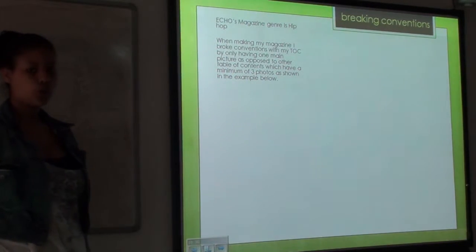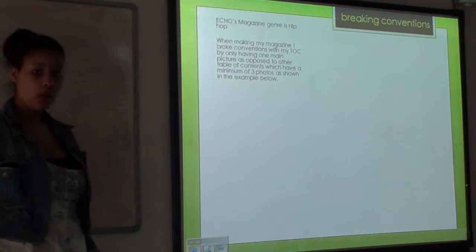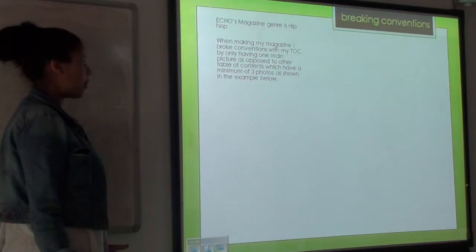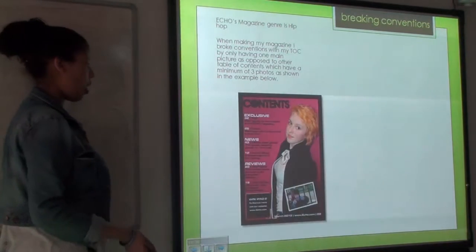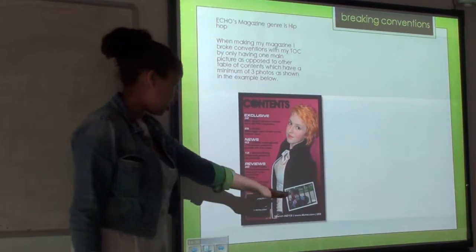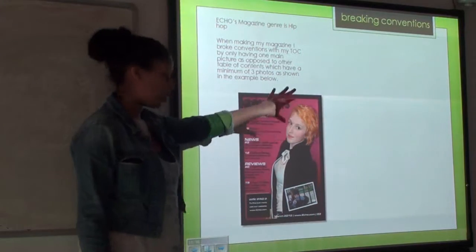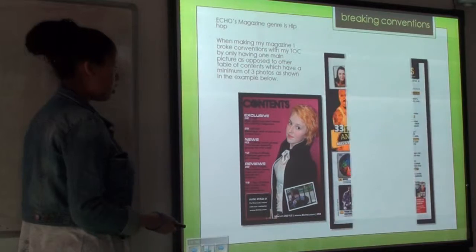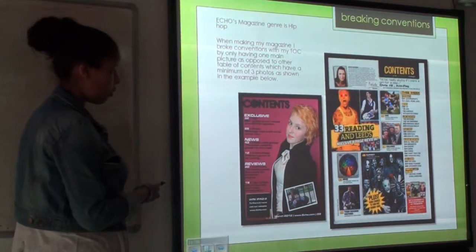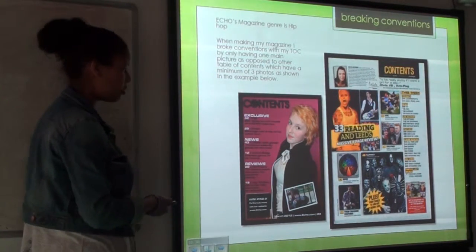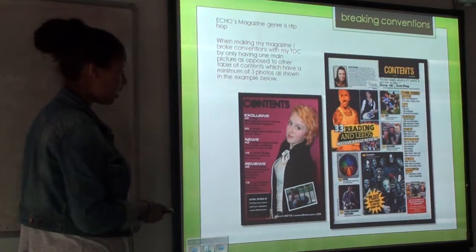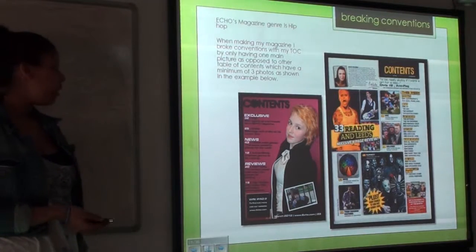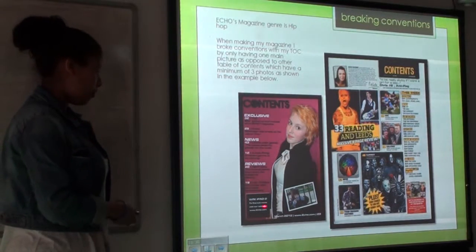Echo's genre of magazine was hip-hop. So when making my magazine, I broke conventions by having one main image and just a snippet picture of another one, but there's just one main image here. As opposed to other magazines, which have a picture for each article, as shown here. However, I went with a more simple, unconventional one, so I broke conventions here by only having one main image.